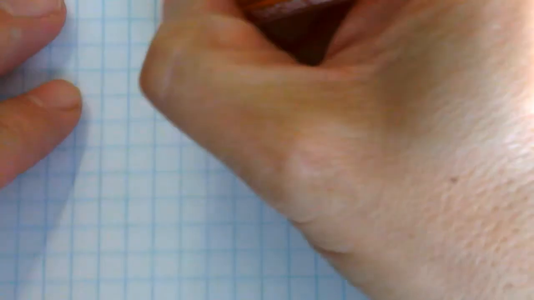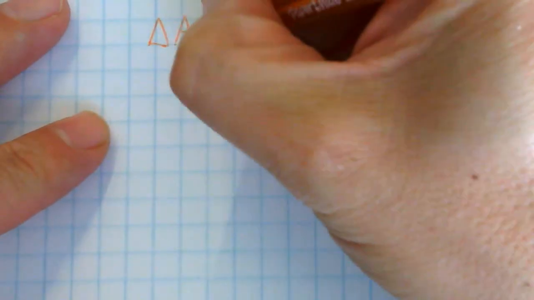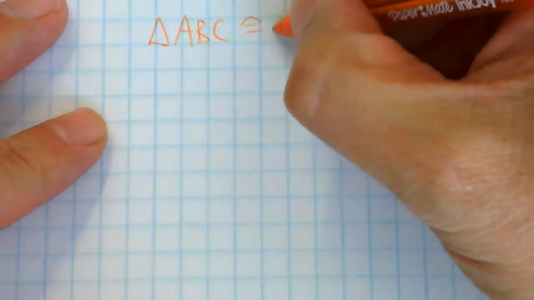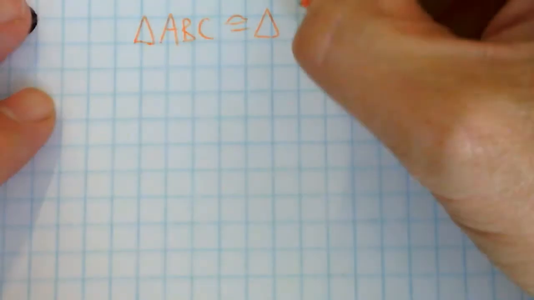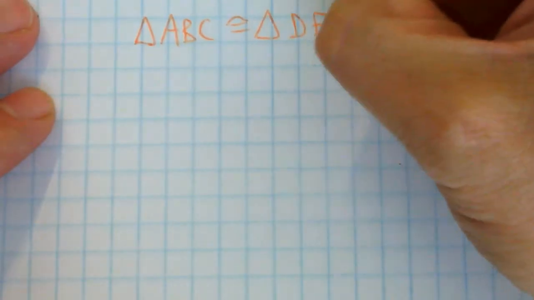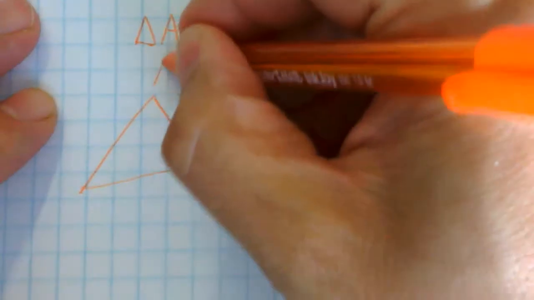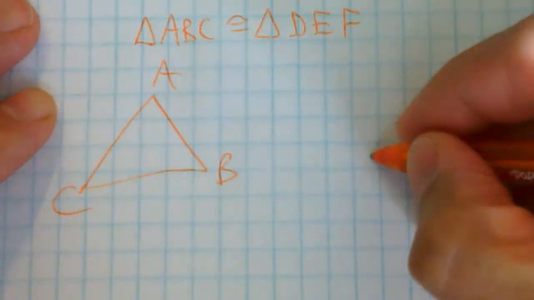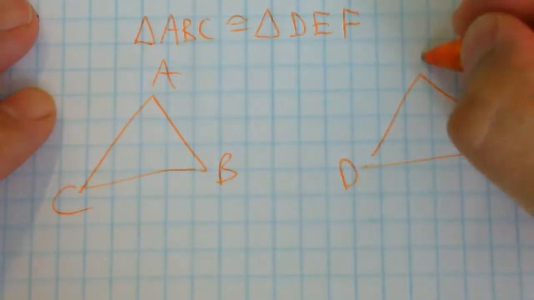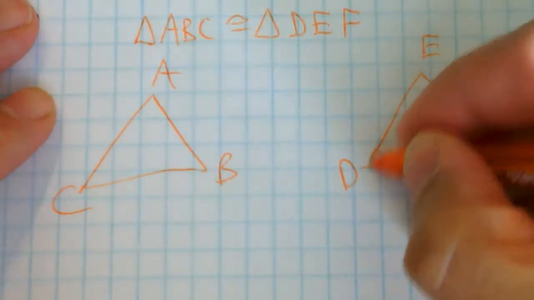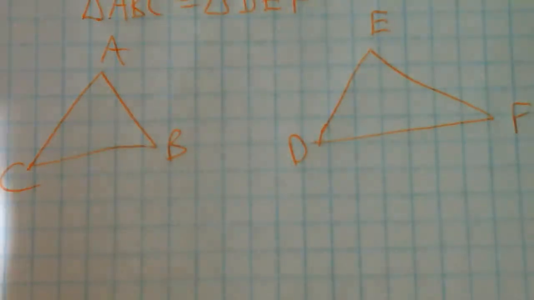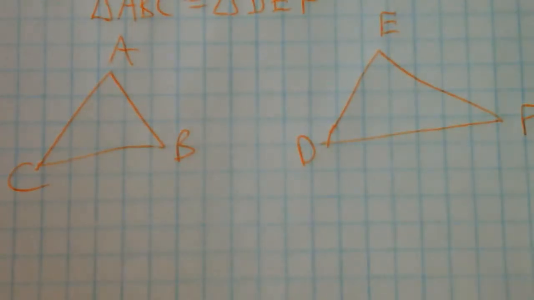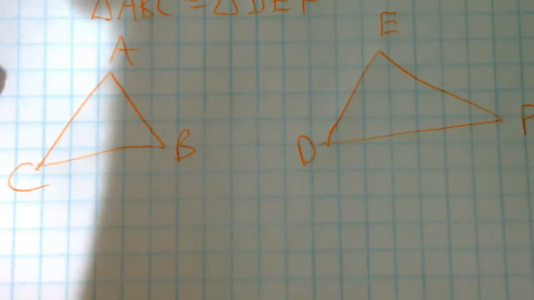All right, so now what might be some questions that you'll have on your first assignment for today? Well, one might be to just mark a set of triangles based on the statement. So if I'm given a statement, I'll just do one that's the same as we just did, triangle ABC is congruent to triangle DEF. And let's say that's triangle ABC. And this is triangle DEF. Okay, I just sketched a couple of triangles here.